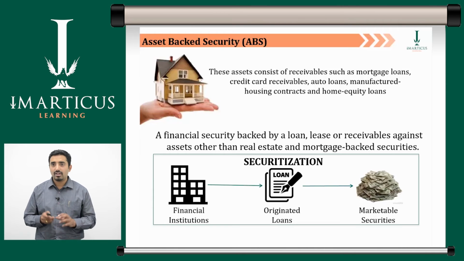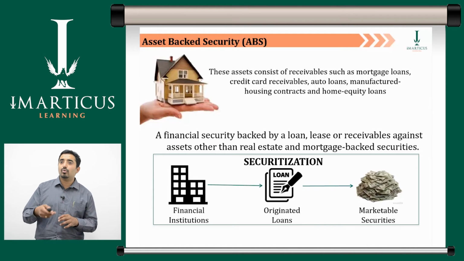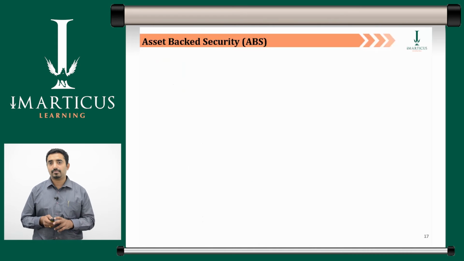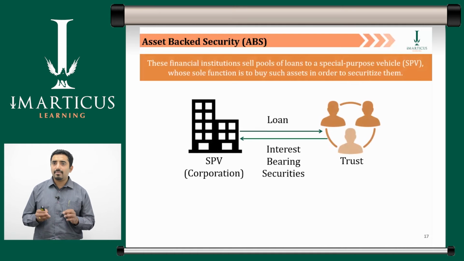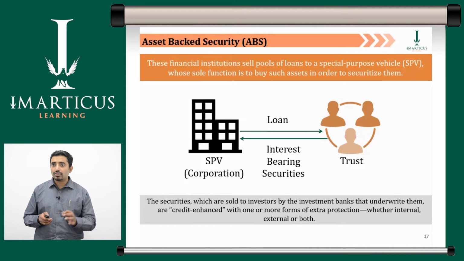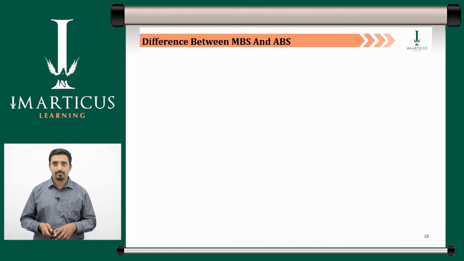Financial institutions that originate loans turn their loans into marketable securities through a process known as securitization. These financial institutions sell pools of loans to a special purpose vehicle whose sole function is to buy such assets in order to securitize them. The securities which are sold to investors by the investment banks that underwrite them are credit enhanced with one or more forms of extra protection, whether internal, external or both.